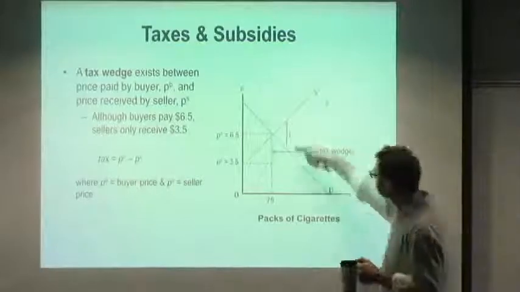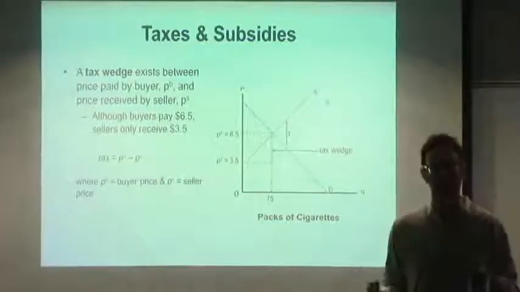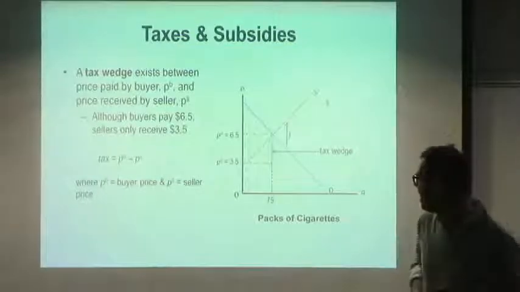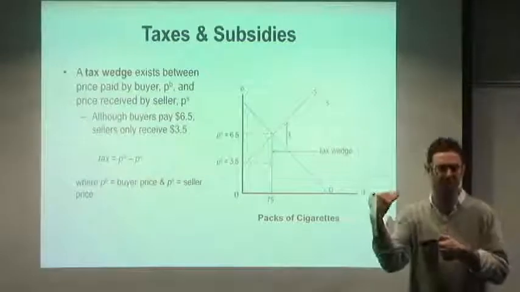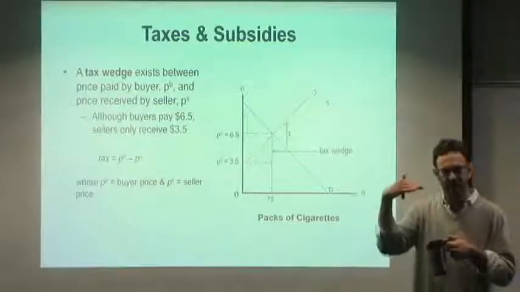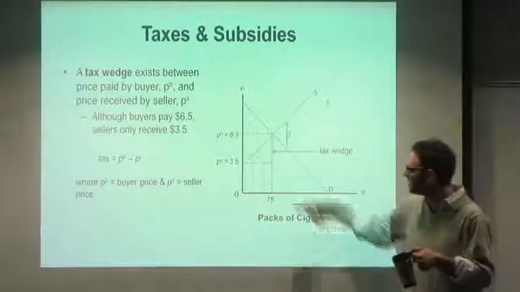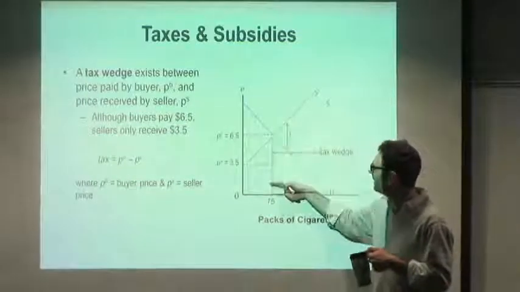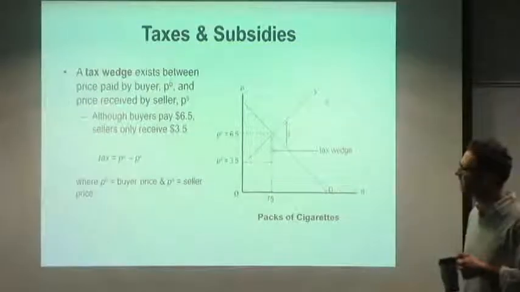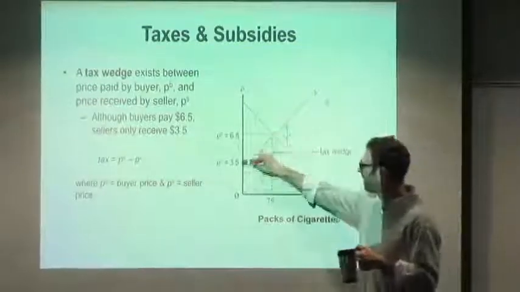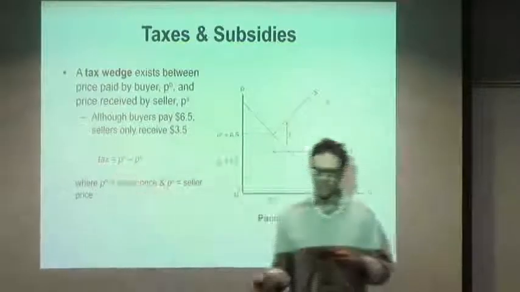Okay? So what we see happening here is that a tax wedge emerges. And that tax wedge, which is just the difference, or a wedge in between the price that a buyer pays and the price that a seller receives, I denote by this green line here. Buyer pays $6.50, seller receives only $3.50. And that difference, $6.50 minus $3.50, or PB minus PS, that's going to be the actual tax itself.